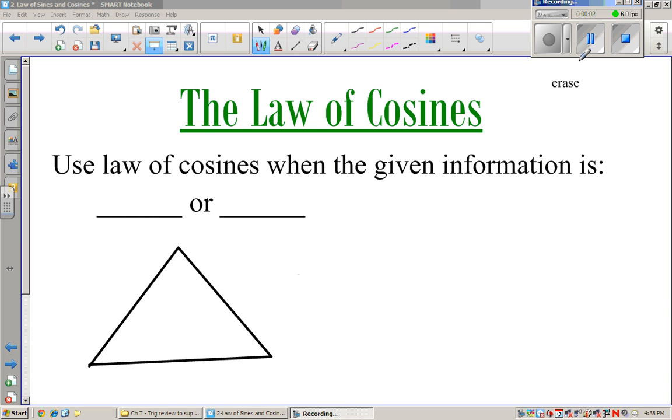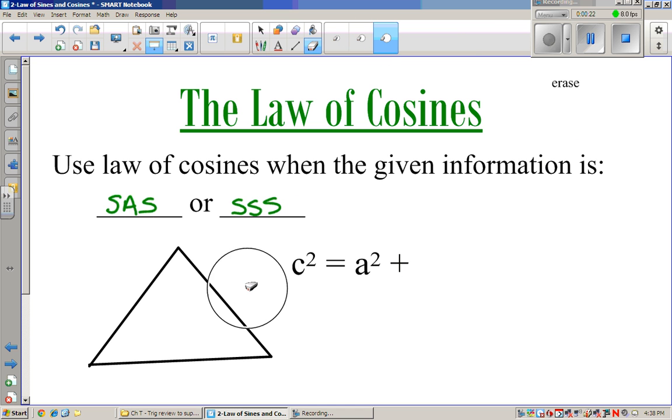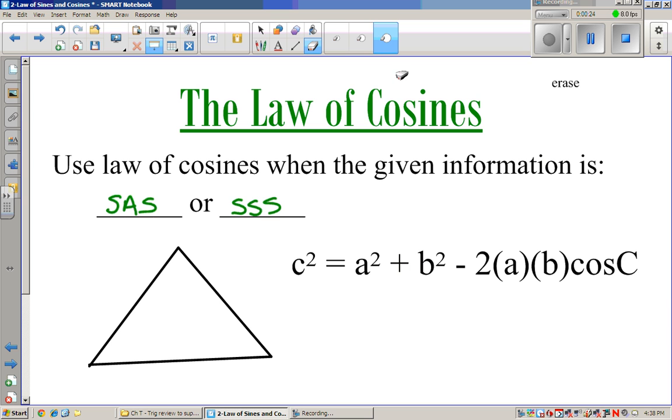In this video, we're going to review how to use the law of cosines to solve for a missing angle or side in a triangle. Recall that the law of cosines can be used in any triangle, but it works in two specific cases when we have an SAS or an SSS situation. Now our law of cosines is this: c squared equals a squared plus b squared minus 2ab cosine of C.